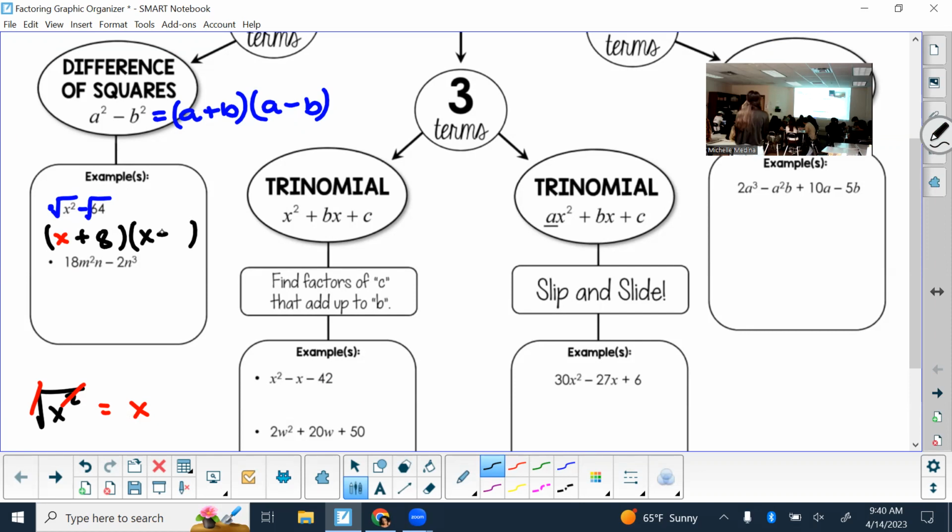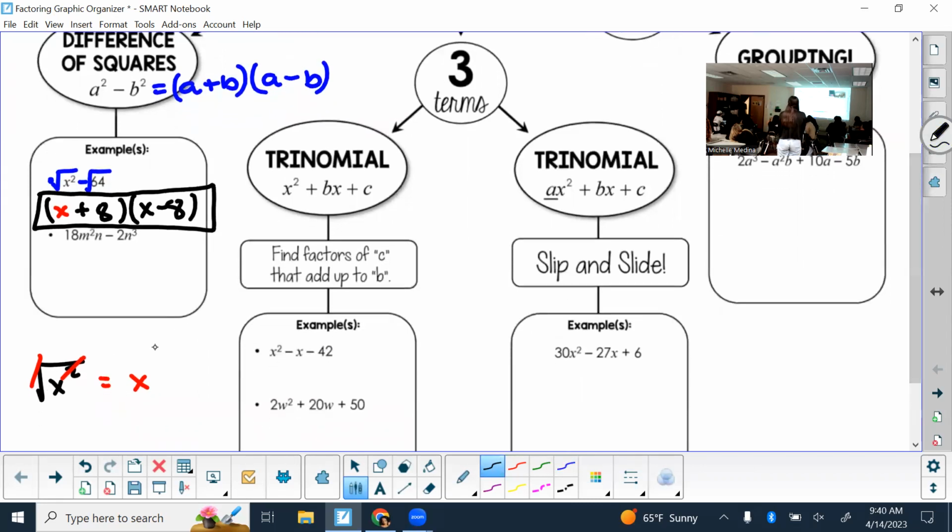And then what's the square root of 64? 8. And if you're not good with square roots, don't worry. There's a button on pretty much all calculators, even your phone calculator. It looks like this, and you can find the square root and see if it's a perfect square or not. Questions on that?